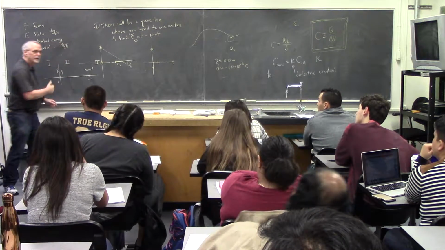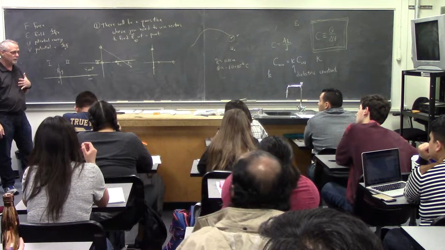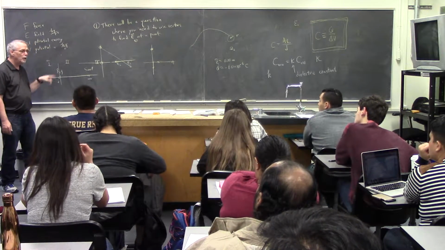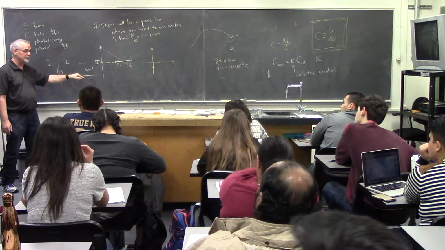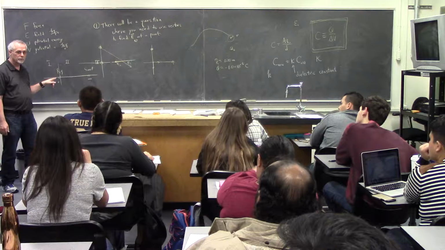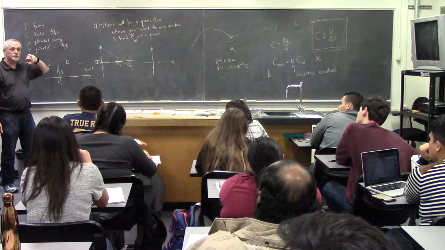I assume that's negative. Is there a place where V is 0? V is KQ over R. So is there some location where the contribution from the negative charge is the same size as the contribution from the positive charge? Very close. Yes. How many answers are there to that question?